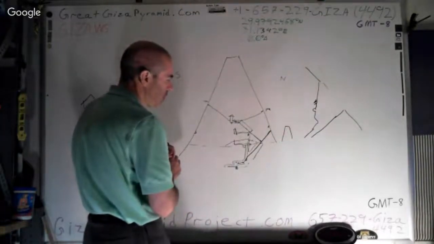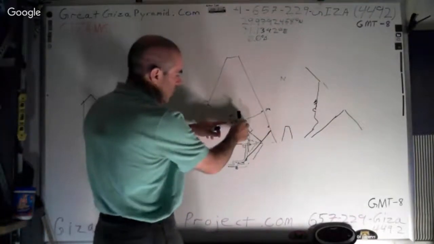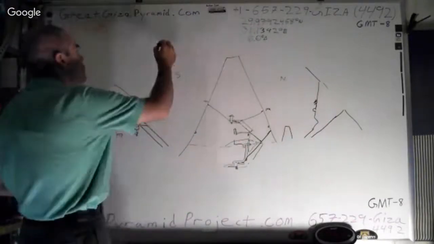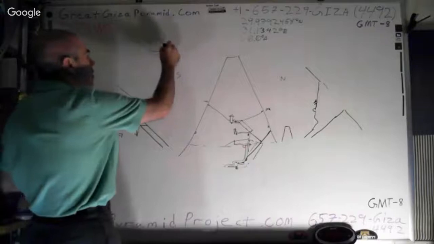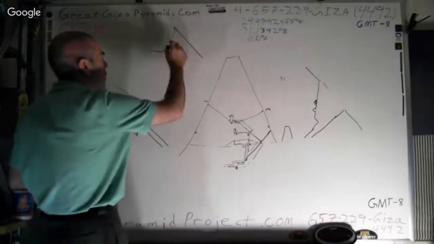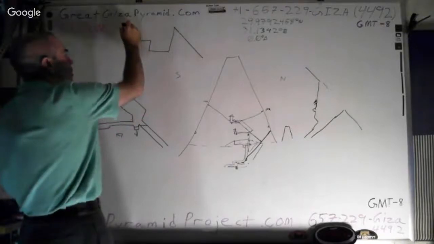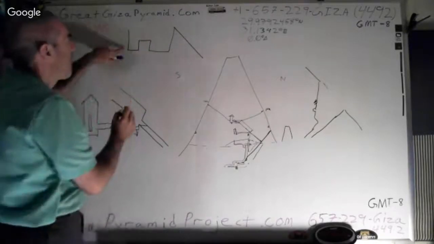Where was I? Water. Up here, we're going to re-add in that upper section where it goes to the Grand Gallery, pre-subterranean chamber, and then King's Chamber.